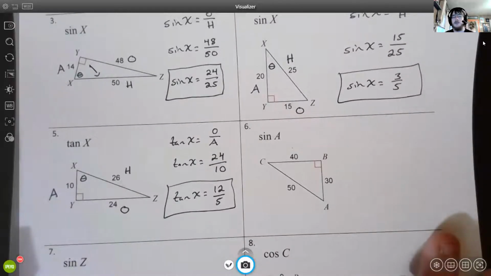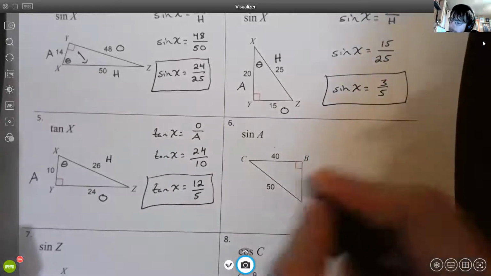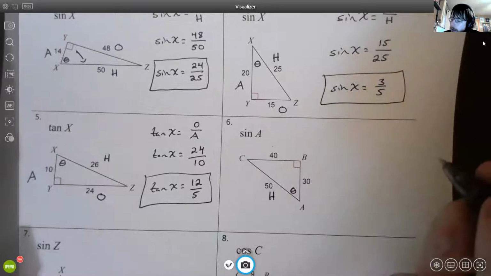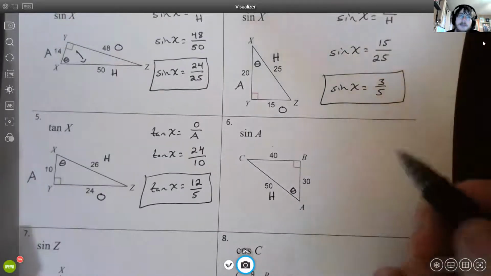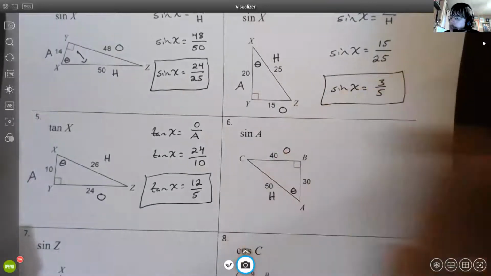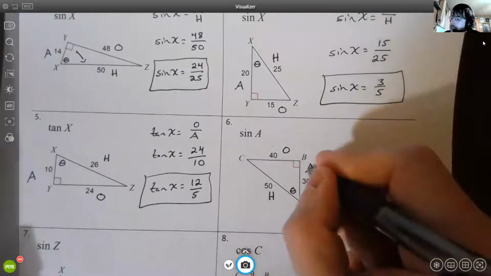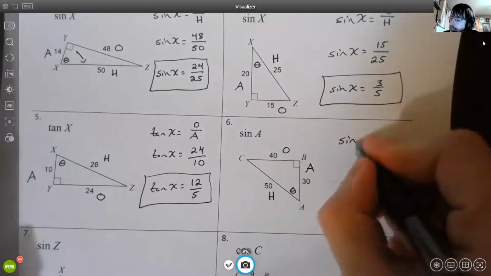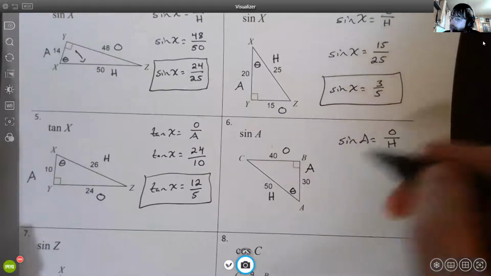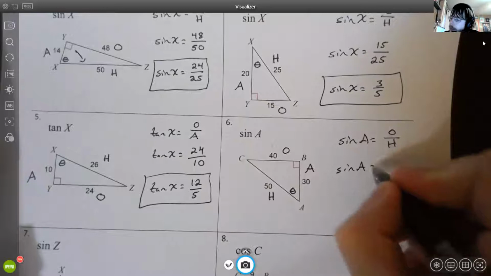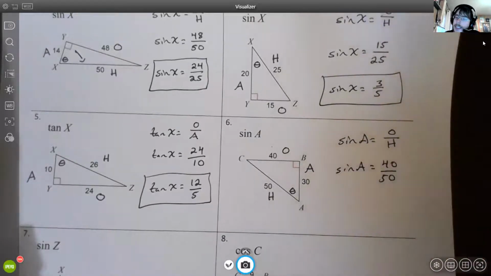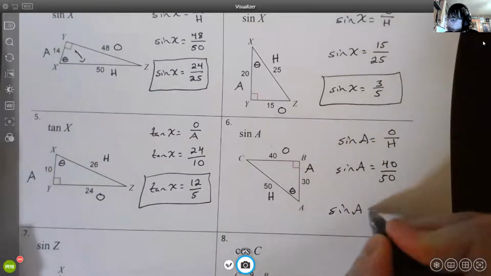Number 6, sine of A. So A is our theta. Our hypotenuse is 50. The opposite side is the side that doesn't touch theta, so that would be 40. And that makes 30 our adjacent side. So sine of A is equal to O over H. So sine of A is equal to 40 over 50. And that simplifies to 4 over 5.